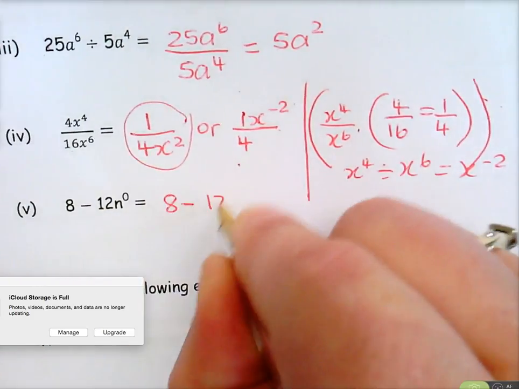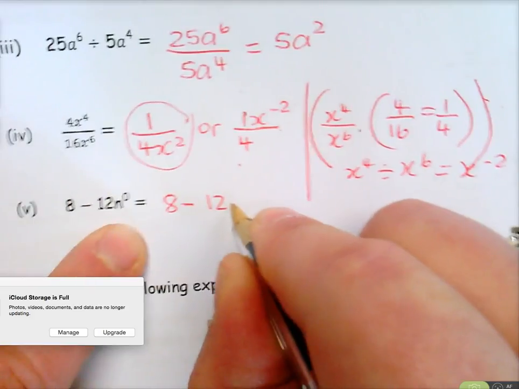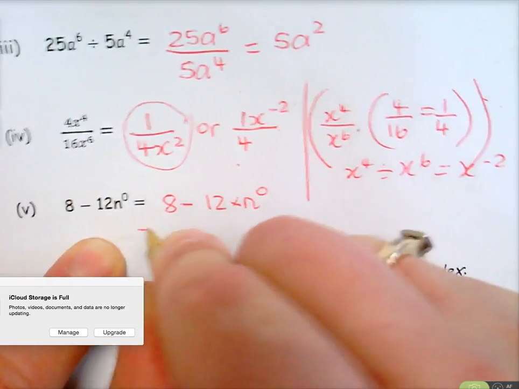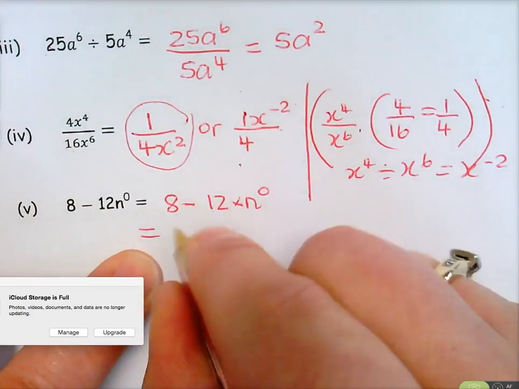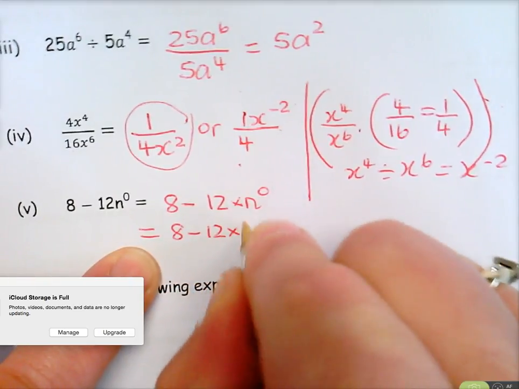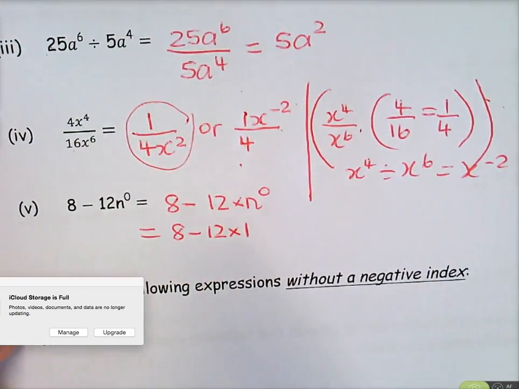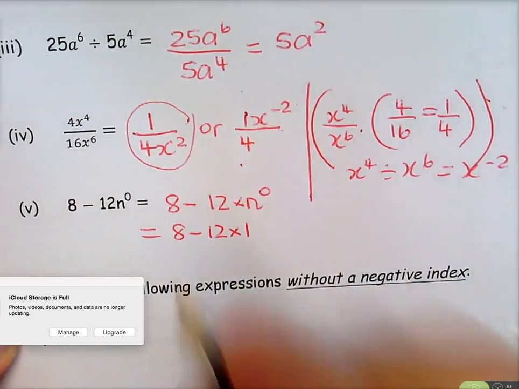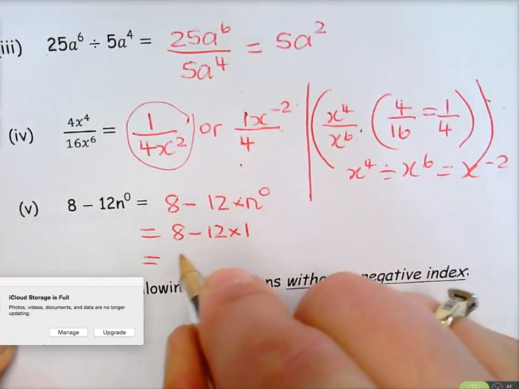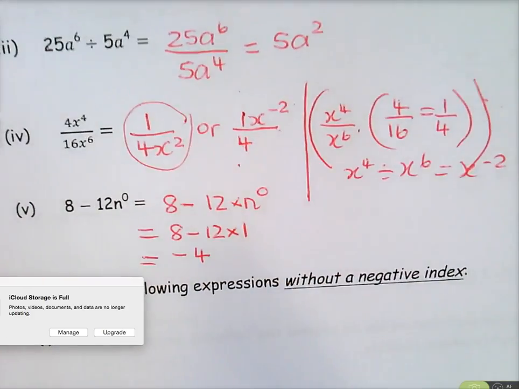8 minus 12 n to the power of 0. That's 12 times n to the power of 0. A few people made a mistake here. It's 8 minus 12 times 1. It's not 8 minus 1 is 7. It's 12 n to the power of 0. Only the n is to the power of 0, not the 12. So it's 8 minus 12, or take away 12, is -4.